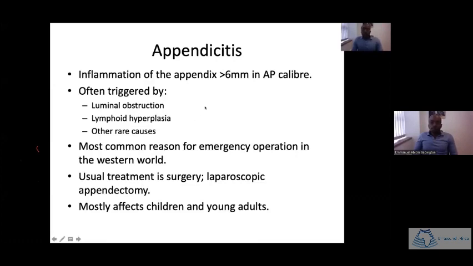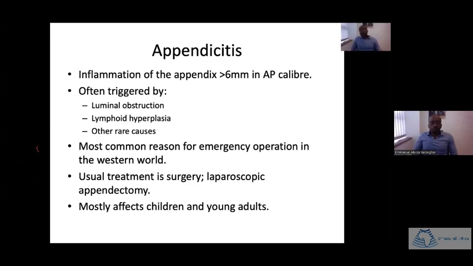So appendicitis. Appendicitis is the inflammation of the appendix when it's more than 6 millimeters in AP caliber. It's often triggered by luminal obstruction, lymphoid hyperplasia, and some other rare causes like Crohn's appendicitis, etc. Appendicitis is the most common reason for emergency operation in the Western world, and the usual treatment is surgery, usually laparoscopic appendectomy. Sometimes the surgeon will open the abdomen when things have gotten a bit out of hand, for instance, in a situation of significant peritonitis, abscess, and things like that. We try to catch it early before it gets that out of hand.